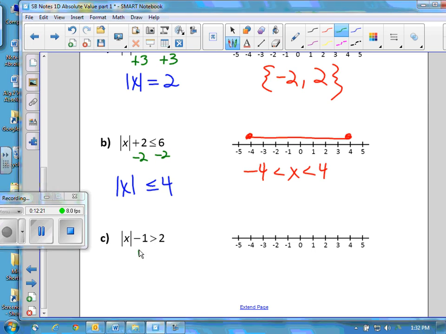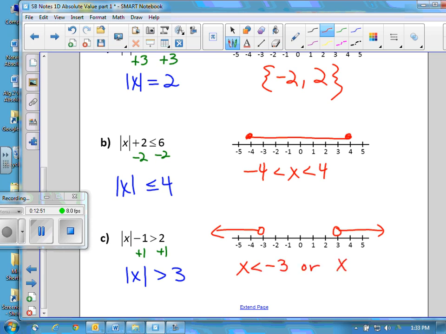Once we add 1 to each side, we're going to come up with the equation that the absolute value of x is greater than 3. And that's going to give us points that are strictly greater than 3 or less than -3. Those points are not included because we do not have the or equal to on the inequality. I need my distance to be further away from 0, so it's going to look like this. So x is less than -3 or x is greater than 3.